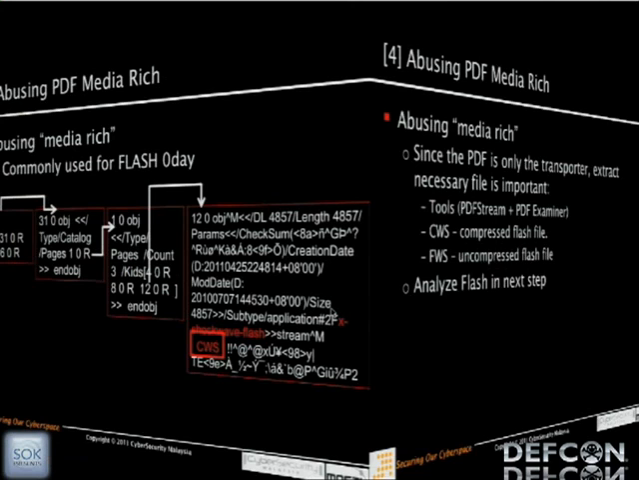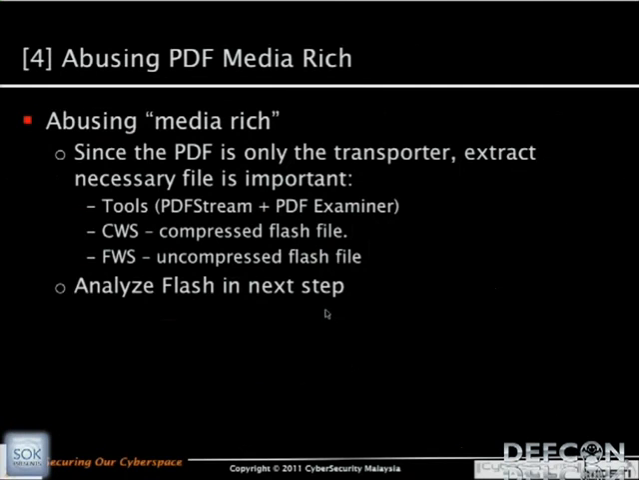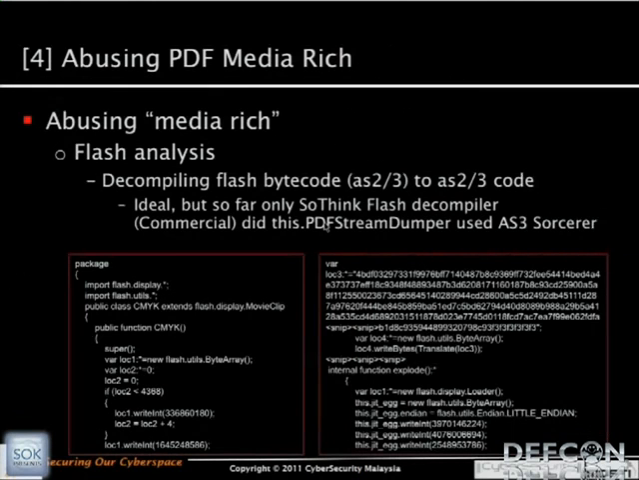Okay. If you see, SWF CWS is basically a compressed file, and another one called FWS is an uncompressed file. PDF is pretty much just the main transporter for this one. You need to extract the Flash file to check what the exploit is, what kind of shellcode is inside it. So tools you can normally use are PDF Stream Dumper plus PDF Examiner for this one. And then of course you can do Flash analysis later on to trace what really happened when you open the PDF. As we know, the PDF has an engine for Flash, right?